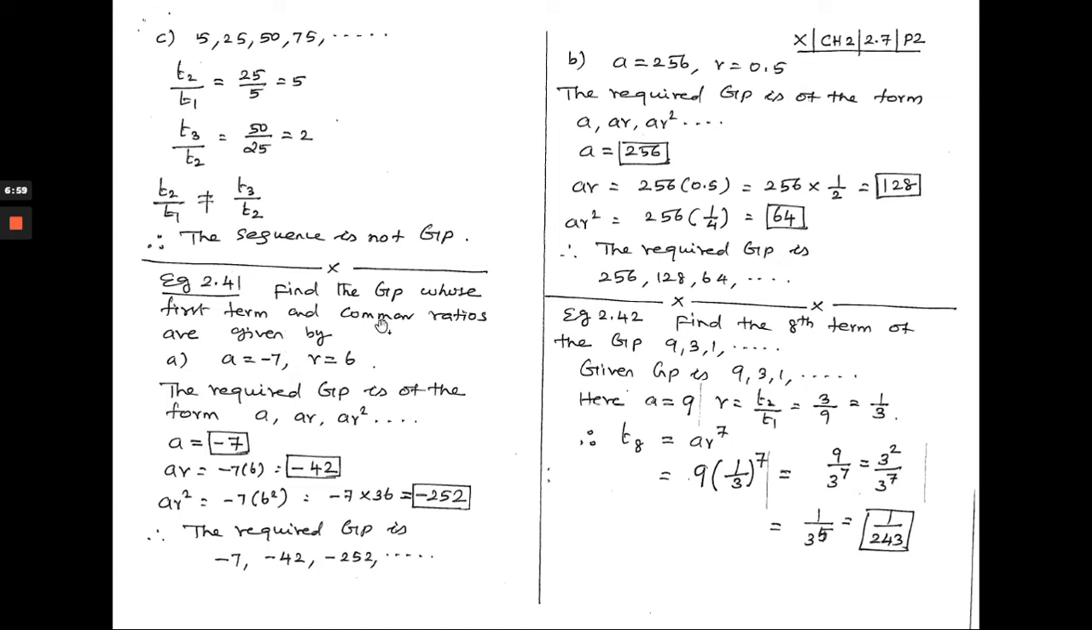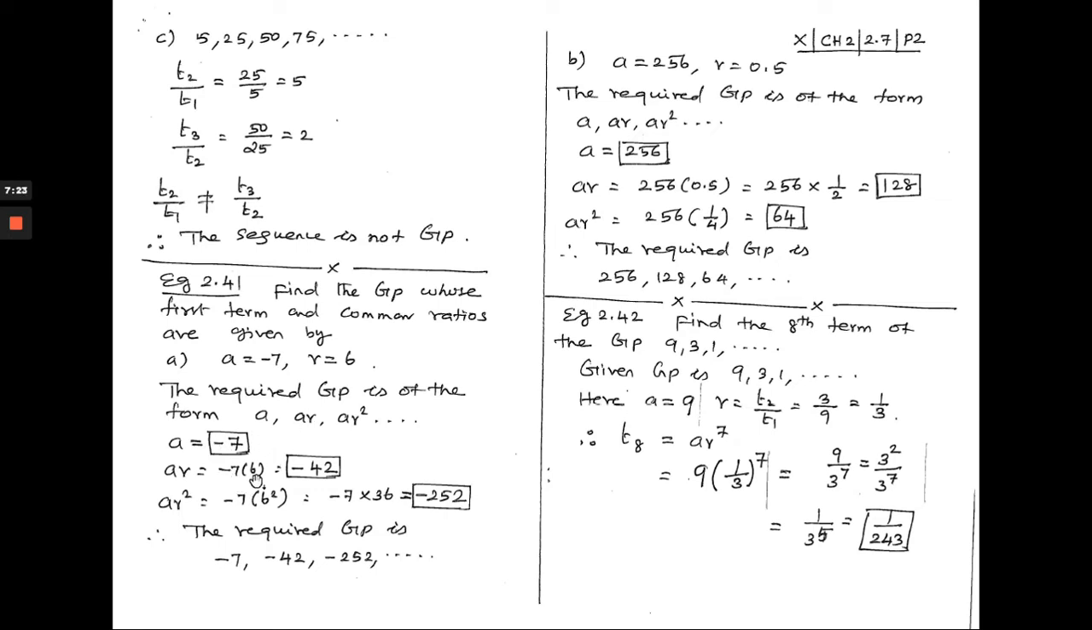Here the first term and the common ratio are given. Find the GP, which means the general form of GP. Here the general form of GP is a, ar, ar squared, etc. So we have to find only three terms. The first term is a, which is minus 7. The second term is ar.